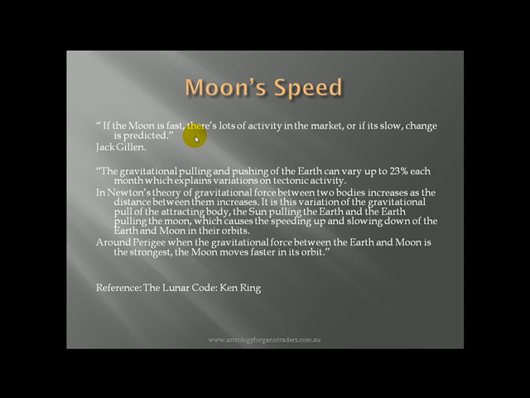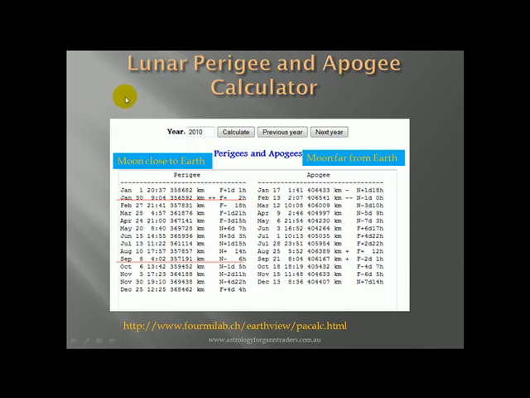Now, the other thing he writes about, which I'm going to present to you: when you want to find when the Moon is at perigee and apogee, there's a calculator. The website is down here, and you can just put in the year you want and it will calculate it for you. So basically, we have the perigee, when the Moon is closest to the Earth, for this year, and the opposite, apogee, when the Moon is far from the Earth.